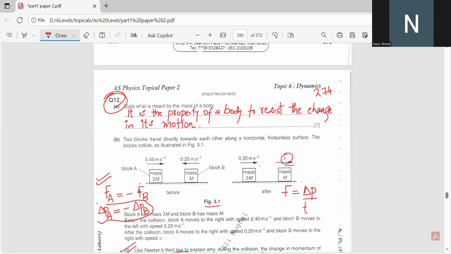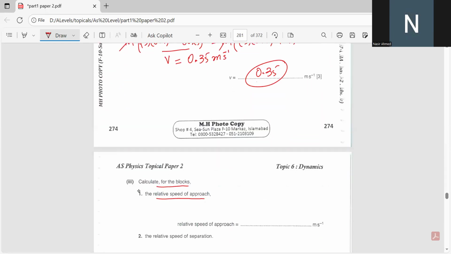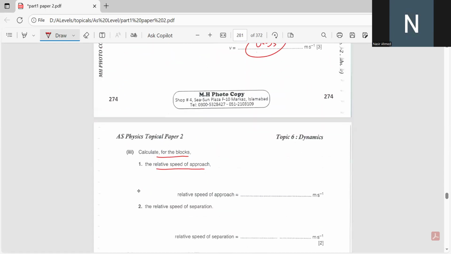So if we want to find out the relative speed for VAB, because these two are moving in opposite direction, it is going to be added. This will be 0.4 plus 0.25. I taught you during the lesson, so this will become 0.65 meter per second. So relative speed of approach will be written in what way? This will be written as 0.4 plus 0.25, and this will be equated as 0.65.